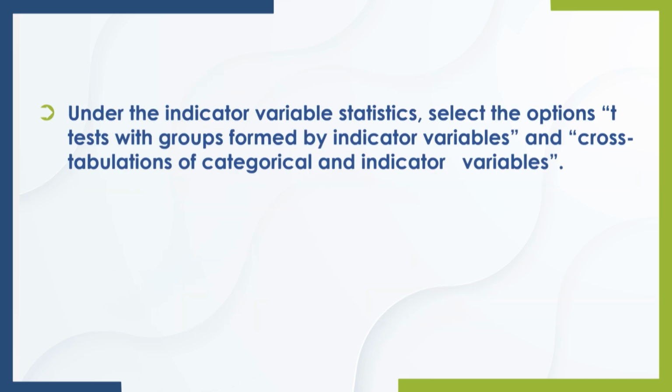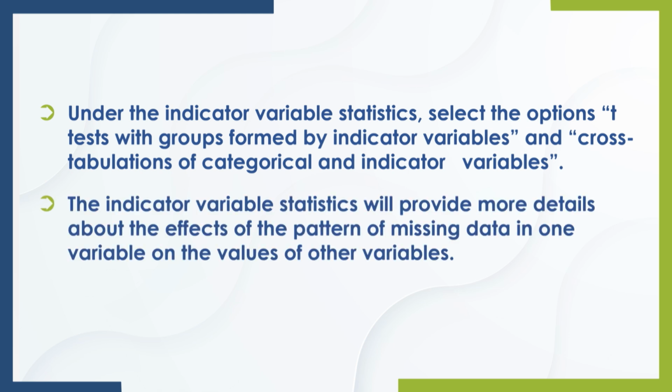Under the indicator variable statistics, select the options t-tests with groups formed by indicator variables and crosstabulation of categorical and indicator variables. The indicator variable statistics will provide more details about the effects of the pattern of missing data in one variable on the values of the other variables.